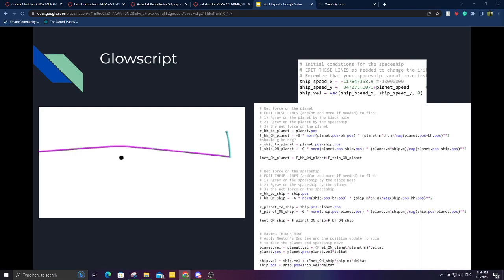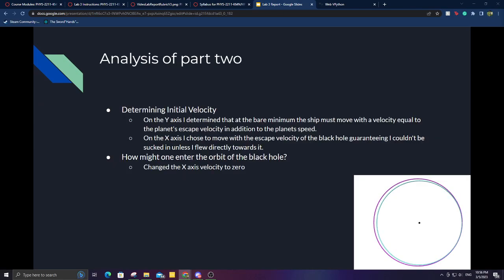On the GlowScript, you can see that I modeled both the position and velocity of the ship, as well as the planet. Next, I would like to discuss how I found that particular initial velocity shown at the top of the GlowScript. While determining the initial velocity for the y-axis, I chose to use the planet's escape velocity in addition to its speed. The escape velocity guaranteed that I could escape its gravitational force. However, because the planet is moving, I needed to move at least faster than the planet's initial velocity, which was only moving on its y-axis. Therefore, by adding the escape velocity to the speed of the planet, I could escape the planet's gravity and avoid getting hit by the moving planet.